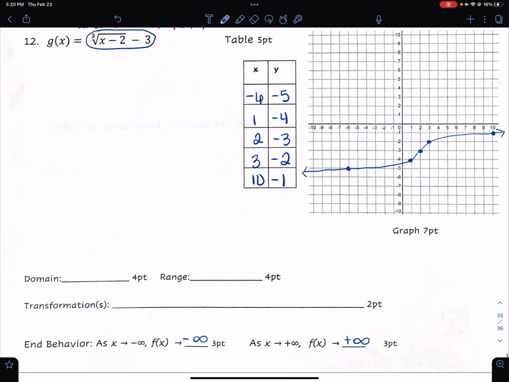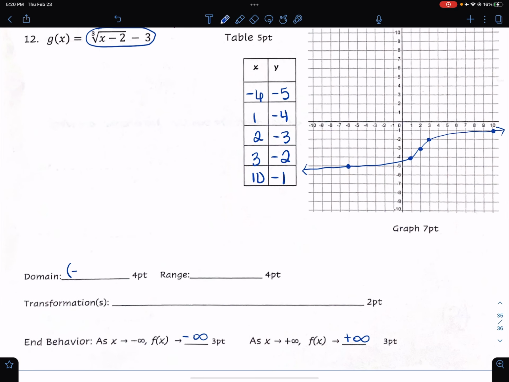All right, so the domains for these ones go from -infinity to positive infinity. Arrows on both ends tell me it's going to go left and right forever and ever. The range, it's going to go down forever and ever, and it's going to go up. It's going to increase forever and ever. Okay, so they're both -infinity to positive infinity.